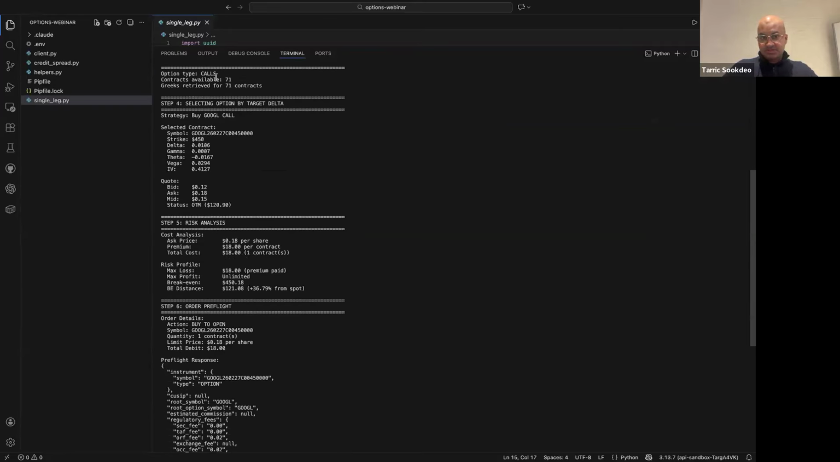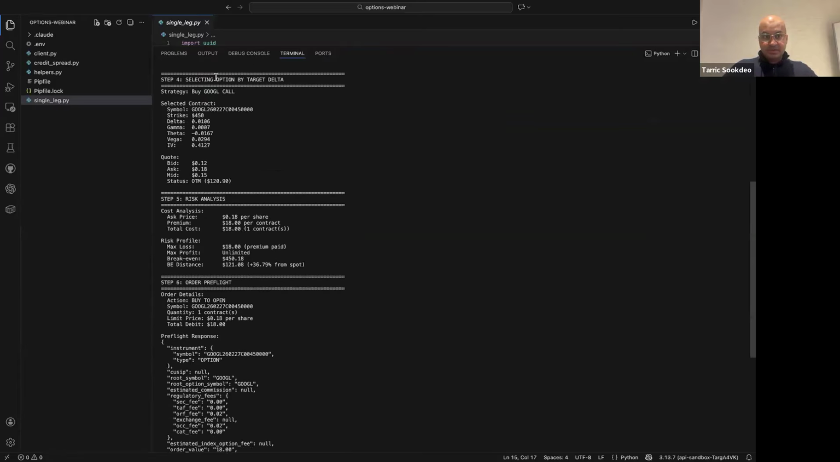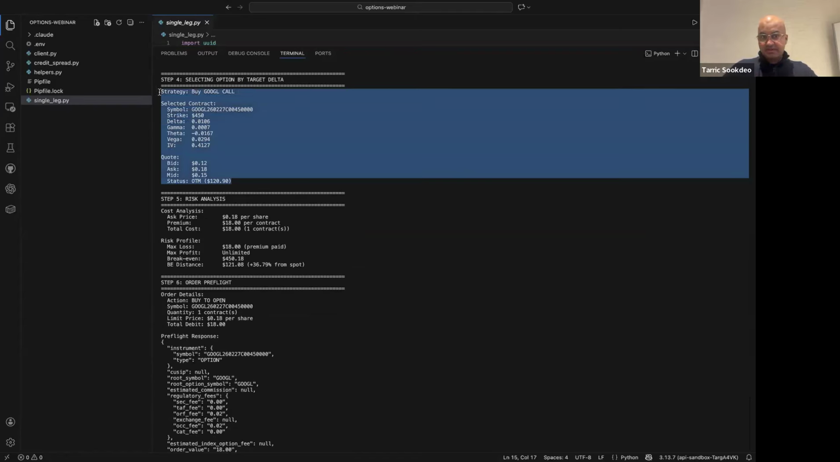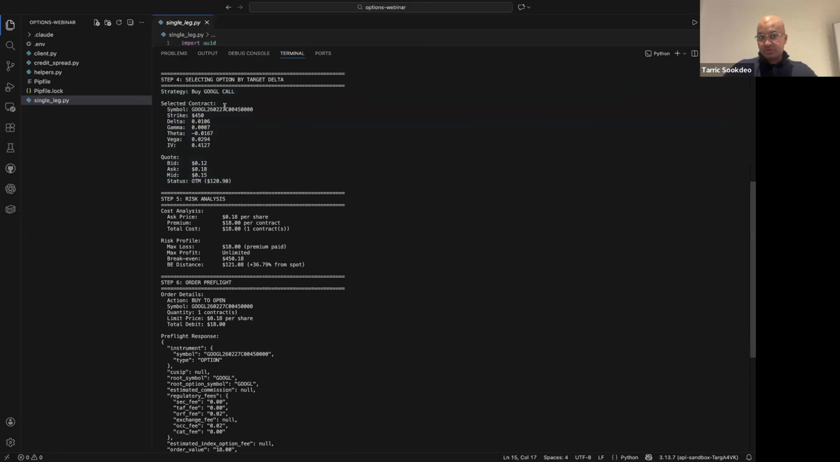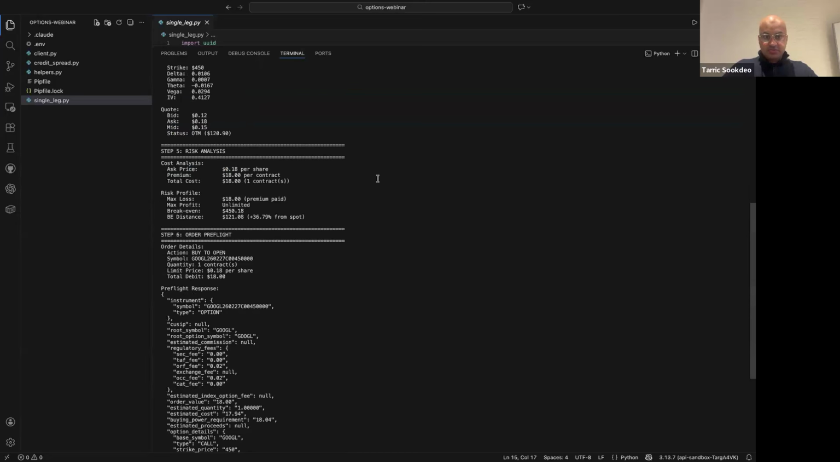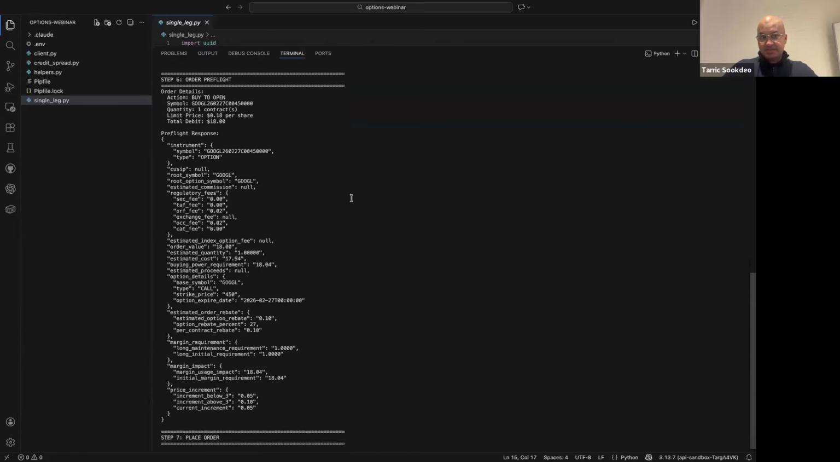There's 71 call contracts in the chain right now. And this is the one that, based on the parameters and the calculations, is the closest to the risk setup. You can also view the risk profile here, based on the price of the share and the option contract. And this is what Matthew was speaking about, where we can pre-flight the order.